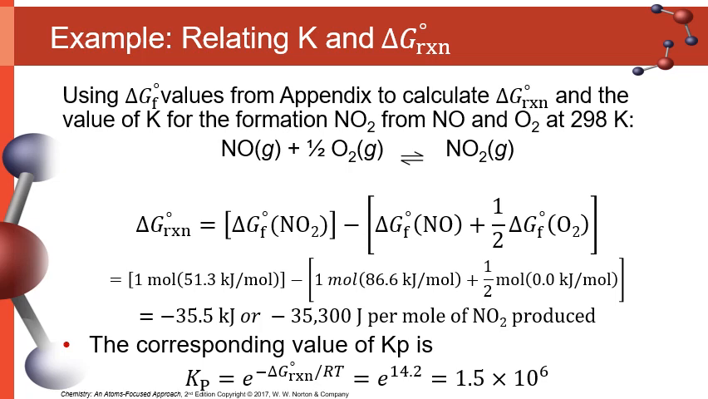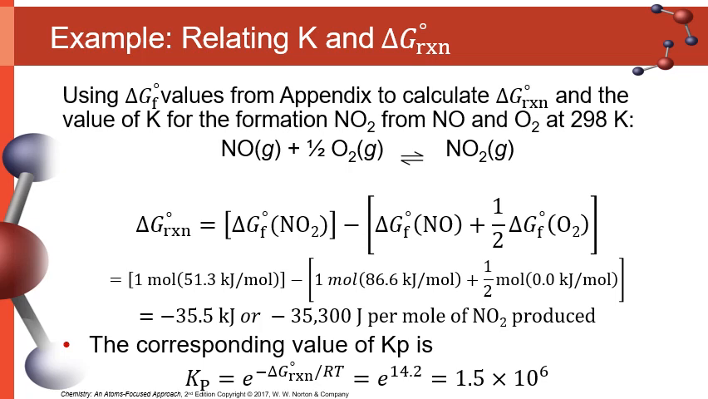In our review, we discussed that delta G can be calculated by using the formula delta G of products minus delta G of the reactants. By plugging in the values of G formation from the appendix and multiplying them by the corresponding mole number up front, we calculate that delta G equals negative 35.5 kilojoules. This already should tell us that the K value should be positive. Negative delta G, reaction spontaneous, therefore positive K.